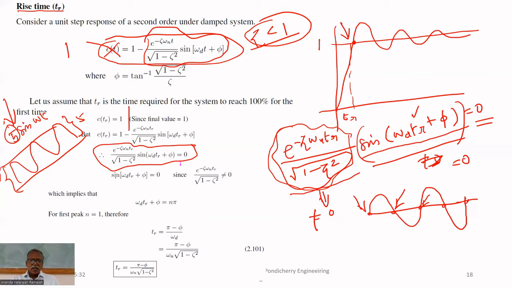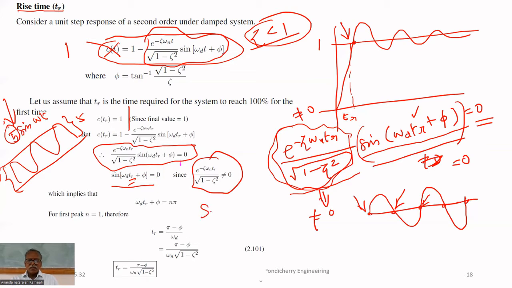Therefore, sine of omega d tr plus phi equals 0. At this moment, the sine wave equals 0. That's why on the right hand side we got 0, because this magnitude is not equal to 0. The sinusoidal signal periodically becomes 0. At this instant, it becomes 0. Therefore, sine of omega d tr plus phi equals 0.